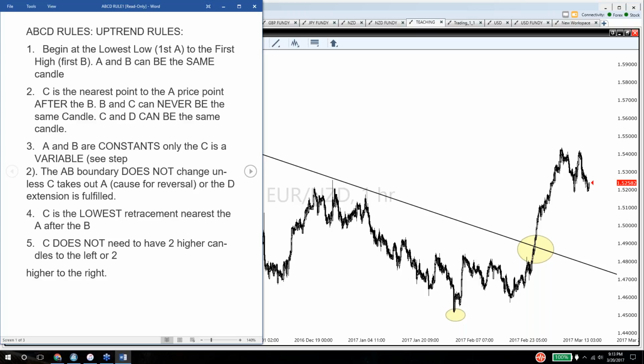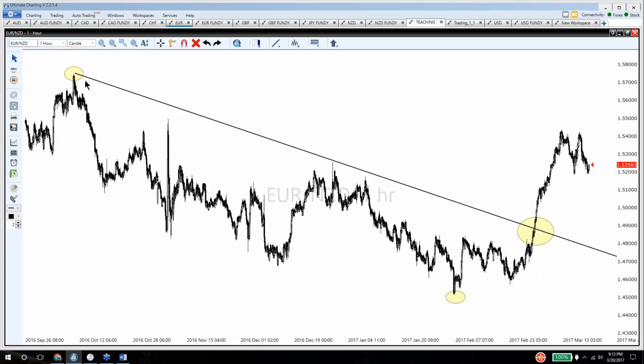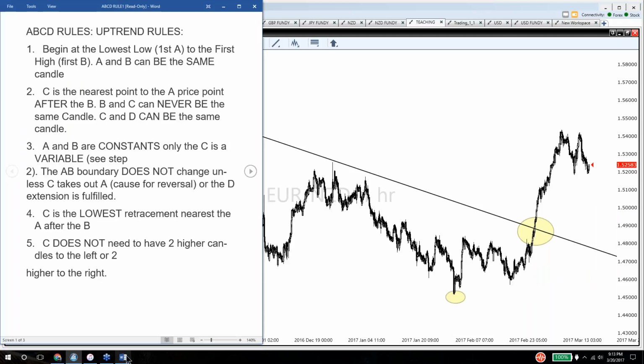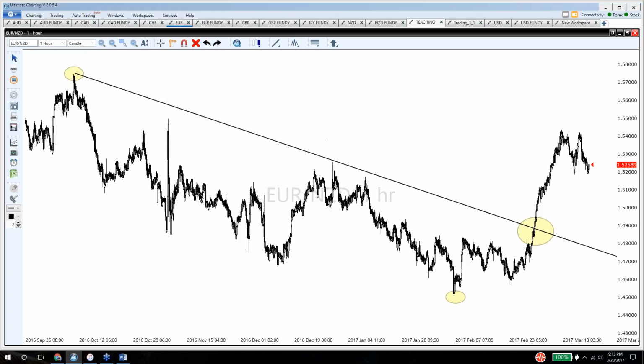Downtrend rules, right? So if that's the case, because the trend that we're trying to identify, we want to figure out whether or not this is over. So the trend that we need to identify are the downtrend ABCDs. Downtrend rules state that I'm going to begin at the highest high, that's going to be my first A, and I'm going to go to the first low. Highest high to the first low in a downtrend. That's how I identify my first AB boundary.